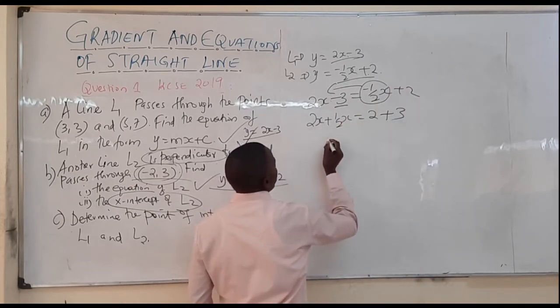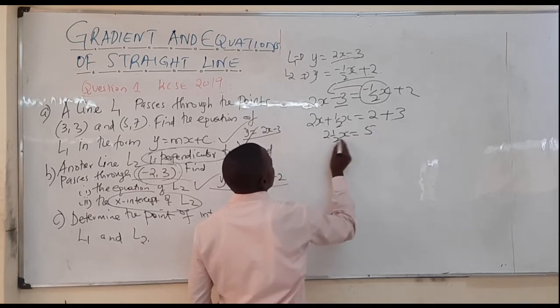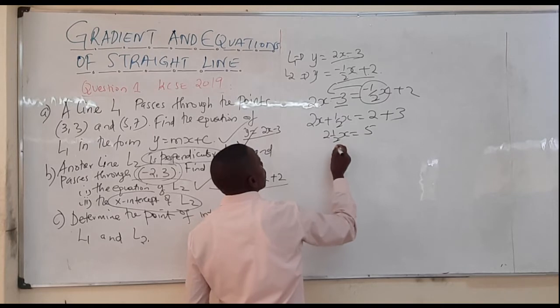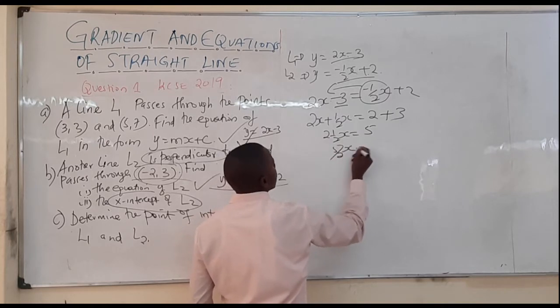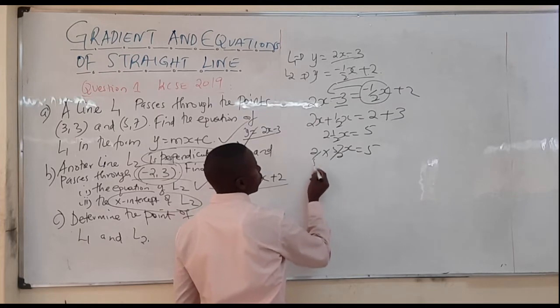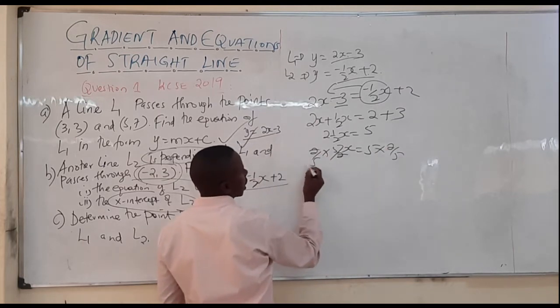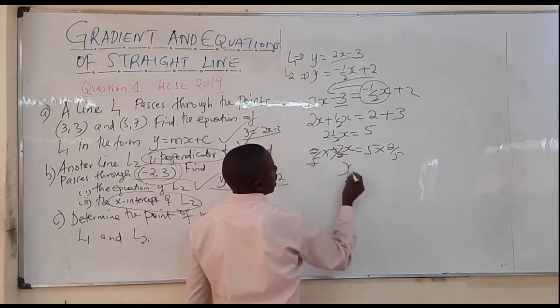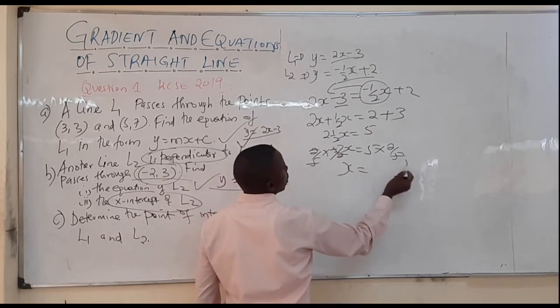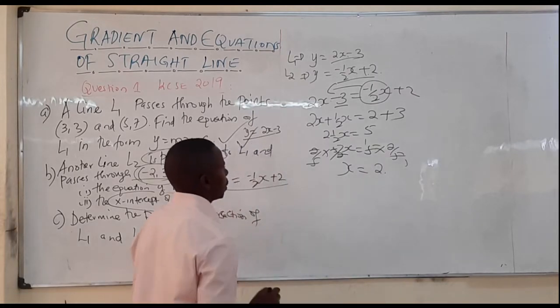Then 2 and a half x equals 5. 2 and a half is the same as 2 times 2, 4, plus 1, 5 over 2. So 5 over 2 x equals 5. We want x, so we multiply by 2 on both sides, so that one cancels and that one cancels. We have 5x equals 5 times 2, and x is 2.